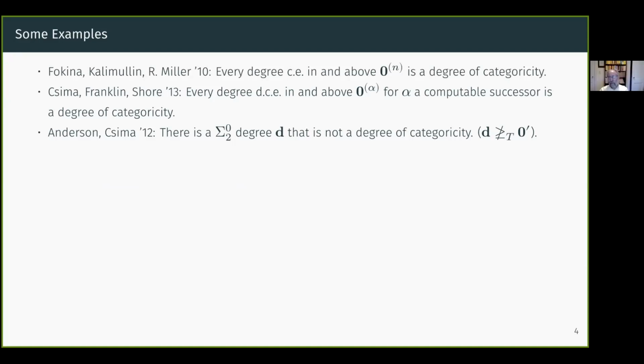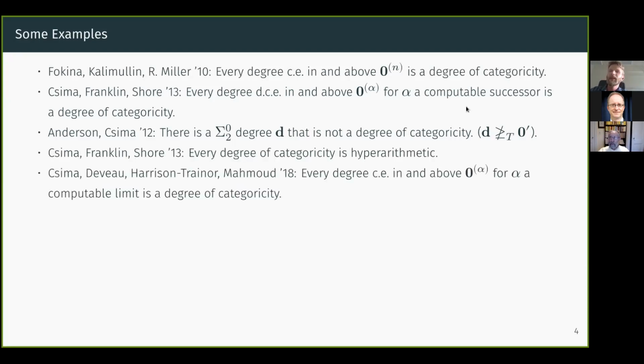I cannot see what I wrote here on the slide with this thing open. I should point out that this D, of course, is not above the zero jump. Otherwise, we would have a contradiction with the results before. Also, in this paper by Csima, Franklin, and Shore, they showed that every degree of categoricity must necessarily be hyperarithmetic. So there are a lot of degrees which are not degrees of categoricity, but the above example is one of a hyperarithmetic degree.